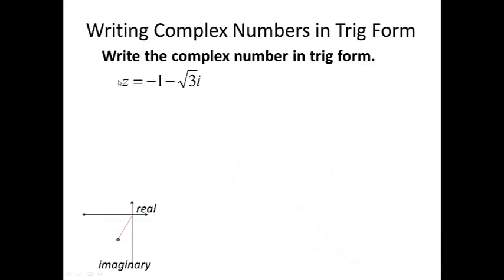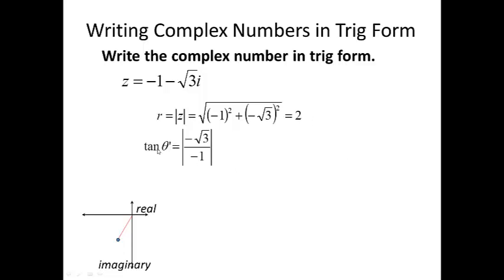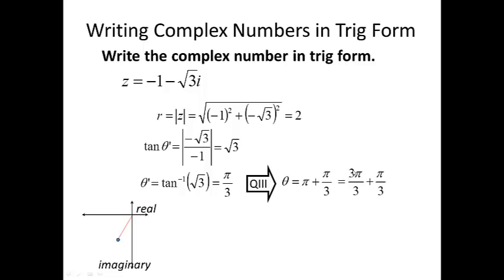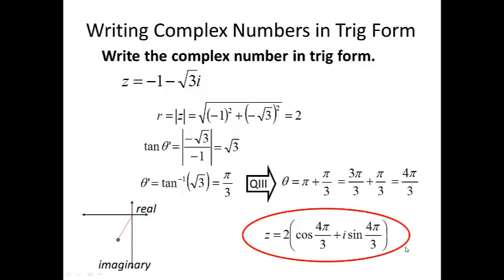Okay, let's do another one. z is equal to -1 minus rad 3i. You do this one, unpause this once you got it worked out. Okay, so I find my magnitude, which is 2. My reference angle is the arctangent of negative rad 3 over -1, which is rad 3, which is pi over 3 again. We're in quadrant 3, so we add that to 1 pi, or 180 degrees. And that's 3 pi over 3, which is 1 pi, plus my 1 pi over 3, it's 4 pi over 3. Putting all that together, I get 2 cis 4 pi over 3.